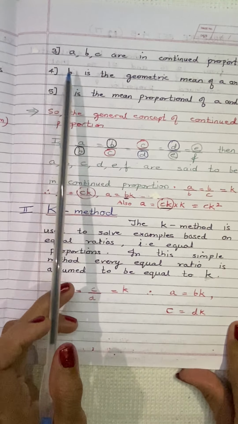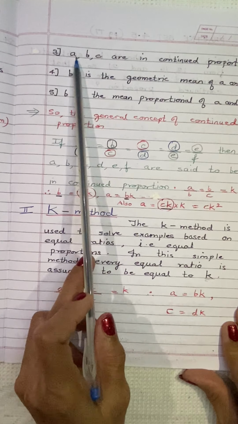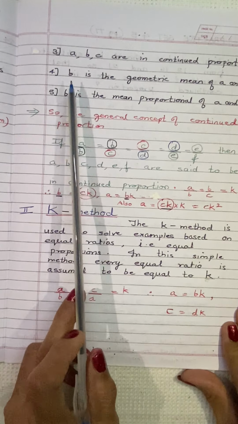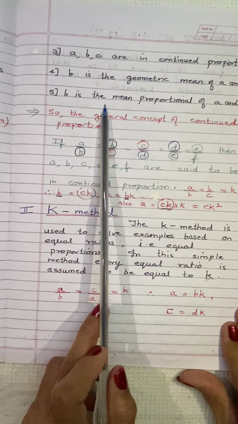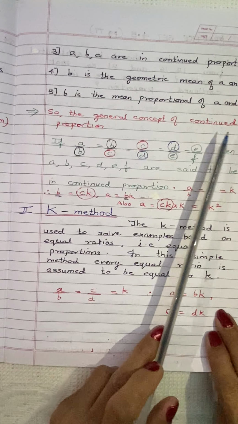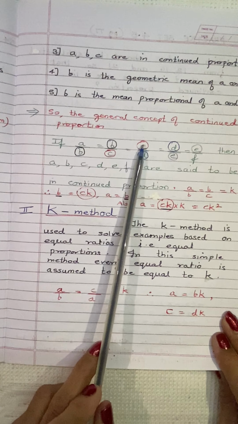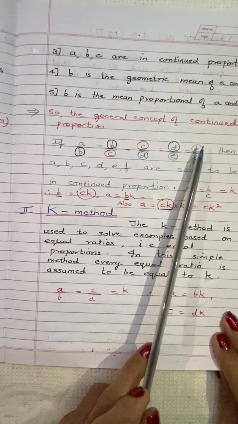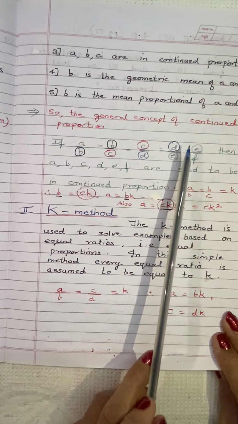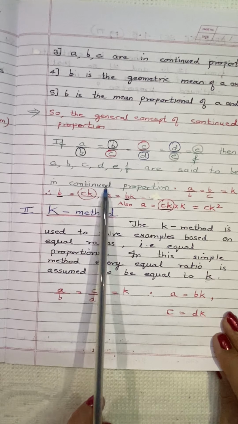Now the next point we need to remember is the third point: when A, B and C are in continued proportion, this B is the mean proportion or geometric mean. So B is the geometric mean of A and C, and B is the mean proportion of A and C. The general concept of continued proportion is: if A upon B is equal to B upon C is equal to C upon D is equal to D upon E is equal to E upon F, you see that B is repeated, C is repeated in the numerator of the second fraction, D is repeated and E is repeated. And A, B, C, D, E, F are said to be in continued proportion.